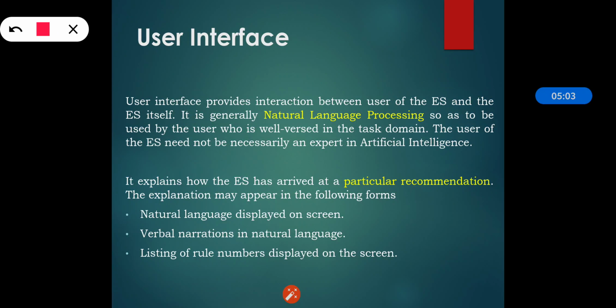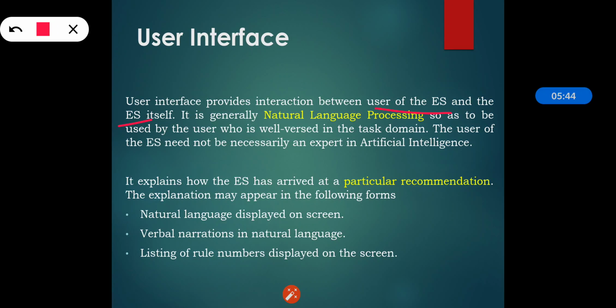Then the user interface. The user interface provides the interaction between the user of the expert system and the expert system itself. So it is a mediator between the user and the system. Generally natural language processing is used by the user who is well versed in the task domain. The user of an expert system need not necessarily be an expert in artificial intelligence. It is not necessary that the user be an expert in AI. The only need is that he should ask the question and our system should be capable enough to answer.